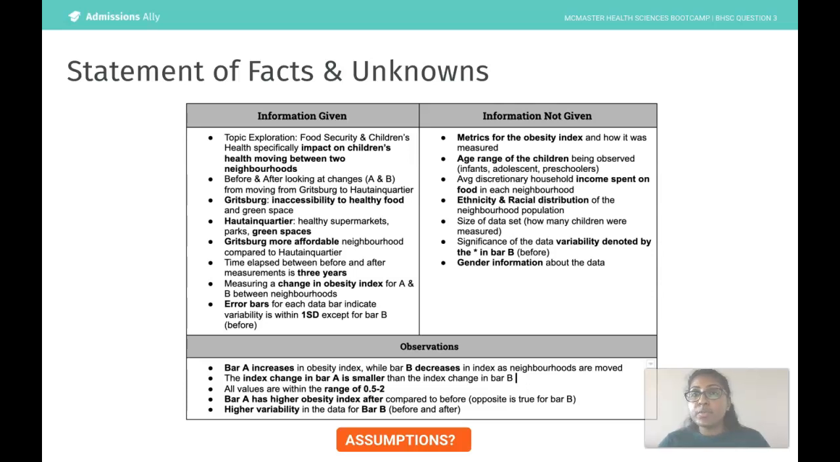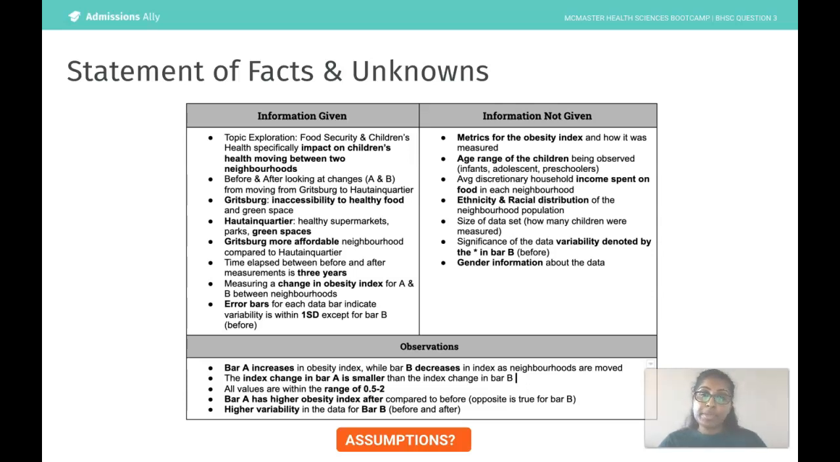Information that's not given is we don't really know what the metrics of the obesity index is. Typically, it is a ratio or a proportion of weight to height, but we can't be sure. We don't know the age range of the children, whether they're infants, adolescents, or preschoolers. We don't know the average discretionary income of the households. We don't know the ethnic or racial distribution of the households that contributed towards the trends. We have no idea what the size of the data set is, how many children are actually being measured, no gender information, and again, not a lot of information about what the data variability means by the error bars that are presented.